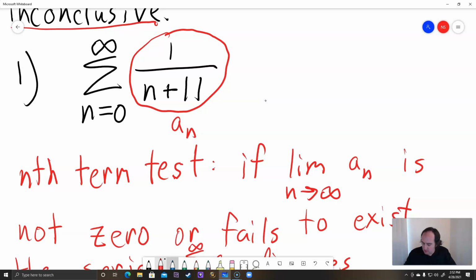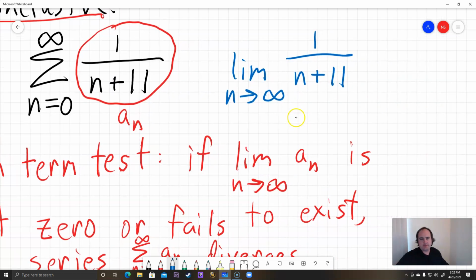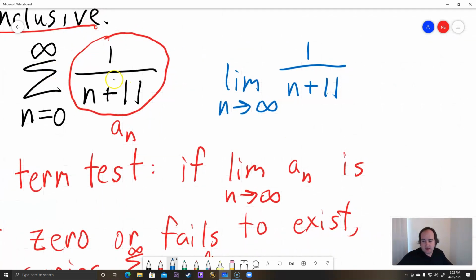Okay, and then over here we're going to do the limit as n goes to infinity of 1 over n plus 11. That's our limit as n goes to infinity of a sub n, where a sub n is whatever's inside of our summation. What's this going to go to? Well, our denominator is going to go to infinity, because infinity plus 11 is still infinity. But our numerator is fixed, so our denominator becomes infinitely large while our numerator stays small. So that's going to go to 0. So this whole thing is going to go to 0.